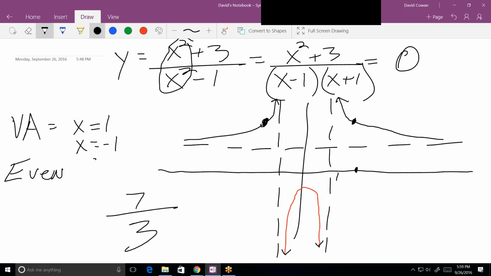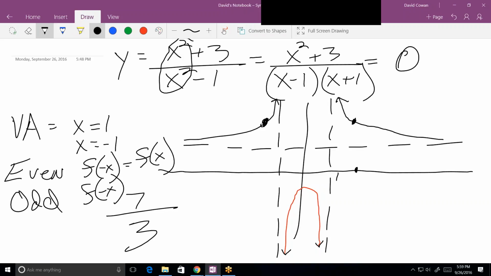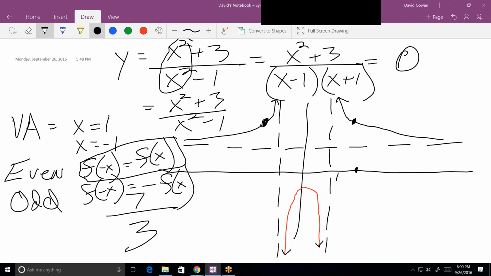A function is even if f of minus x is equal to f of x. A function is odd if f of minus x equals minus f of x. Notice that if I plug in minus x for x here, I get the same answer, right? I get x squared plus 3 over x squared minus 1. So this is a true statement, which makes it even, and even functions are always symmetrical with the y-axis.